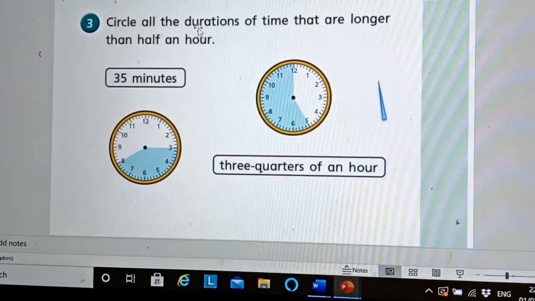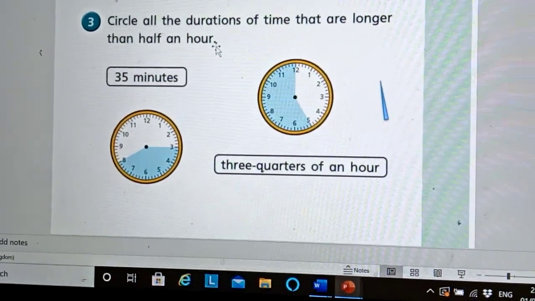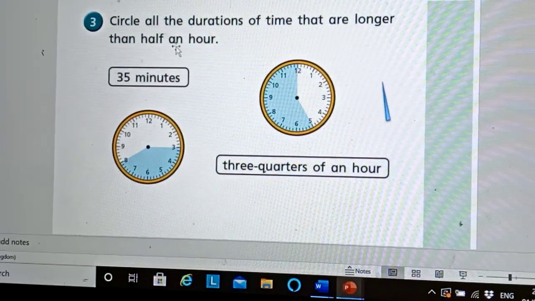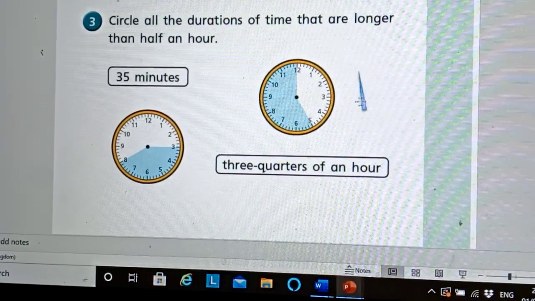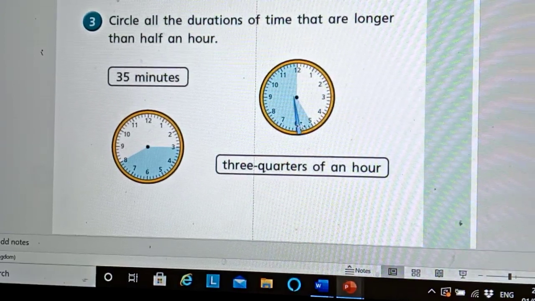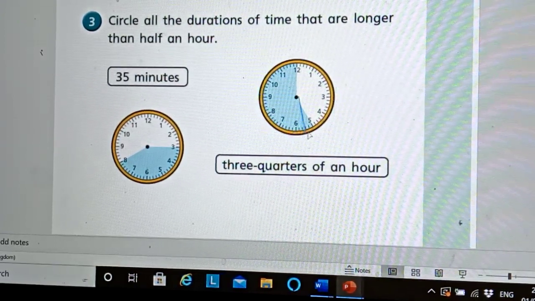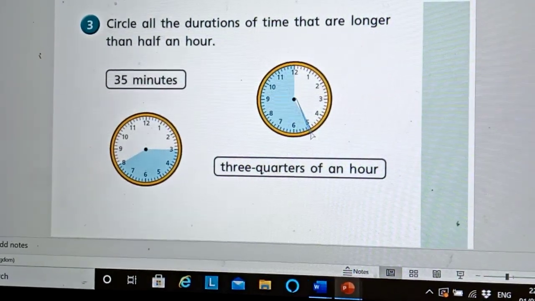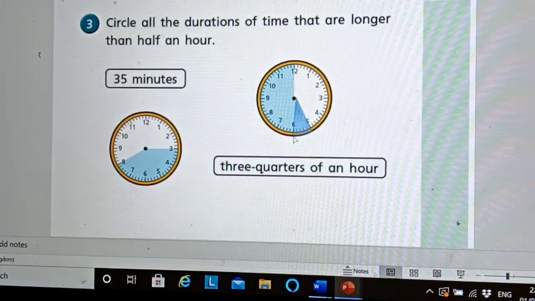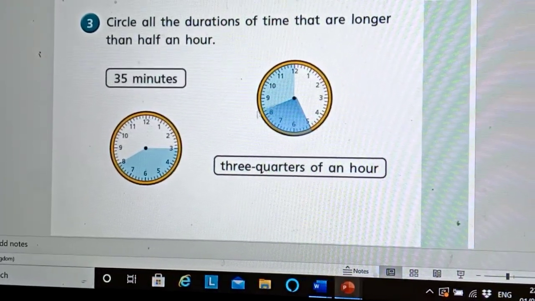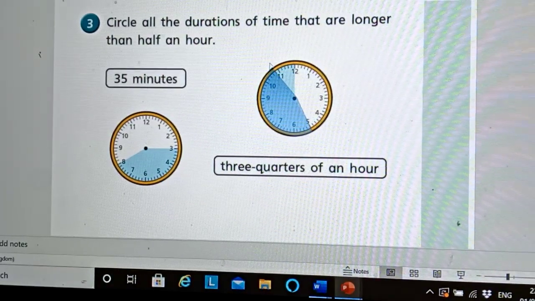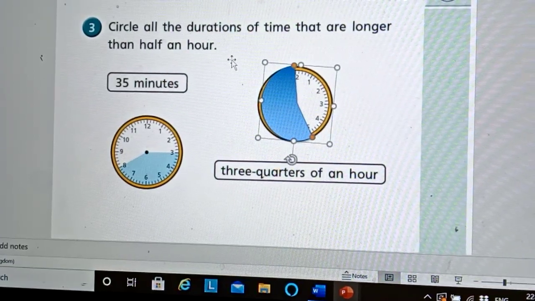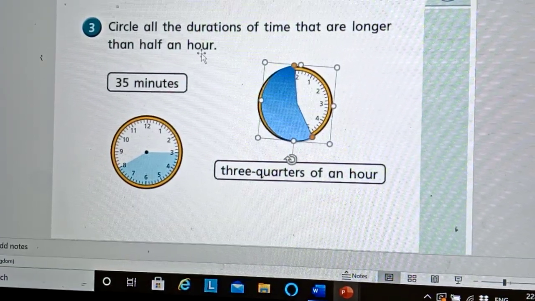It says circle the durations of time that are longer than half an hour. Well, how long is half an hour again? Isn't half an hour 30 minutes? So let's check out this fella. He starts at 25 past, doesn't he? Let's put him there. He starts at 25 past and then he moves 5, 10, 15, 20, 25, 30, 35. Is 35 longer than half an hour?